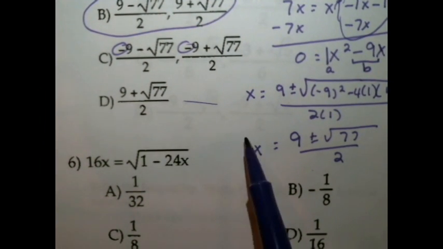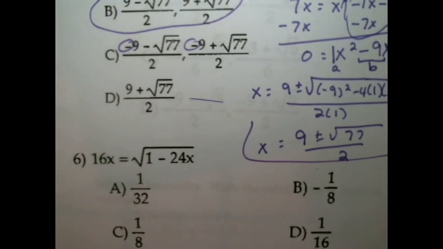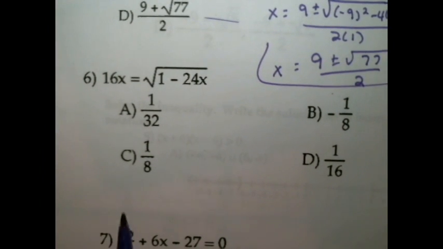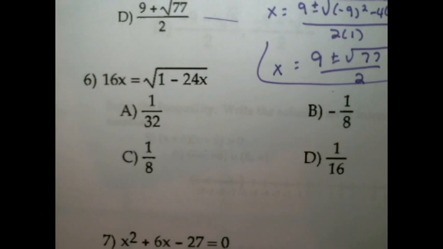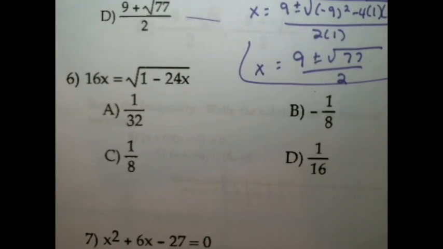Okay, moving on to number 16. I'm running out of room here, but 16x equals the square root of 1 minus 24x. Okay, this one is going to end up with some large numbers. I'm going to rewrite it over here so we have more room to work.